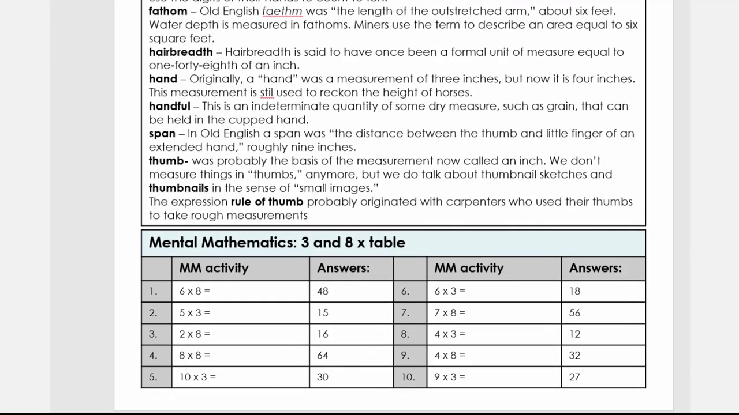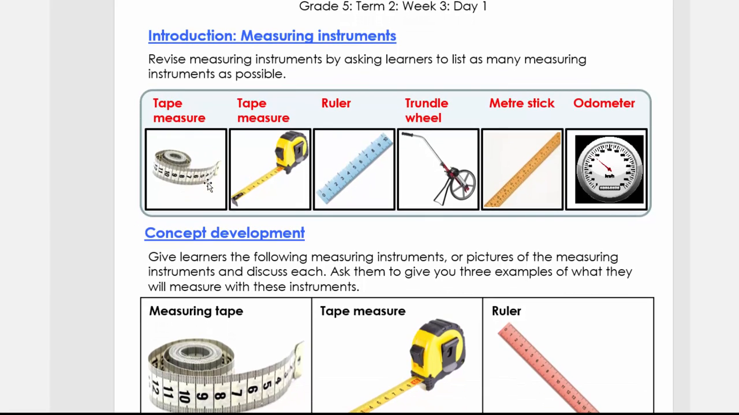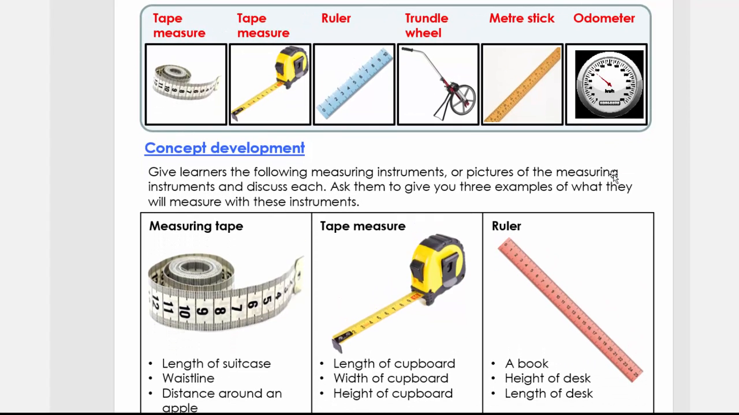So welcome back. What we're going to do today is look at measuring instruments. You might not have all of this at home, but at least share these with your learners. So we have a tape measure. We've got examples here: a ruler, trundle wheel, a meter stick, and an odometer. This we will find in cars. Today's modern cars might differ. Maybe you could show the learners a few different ones by Googling it.